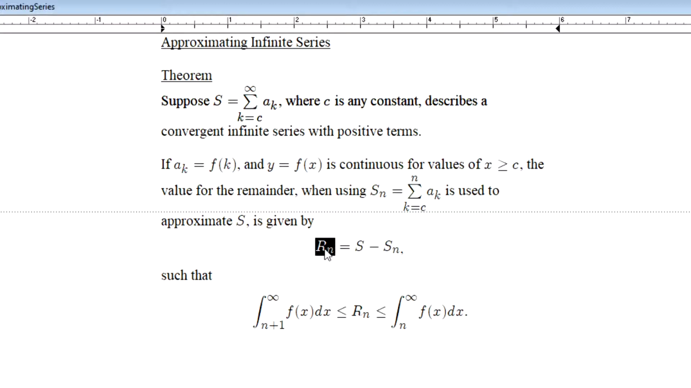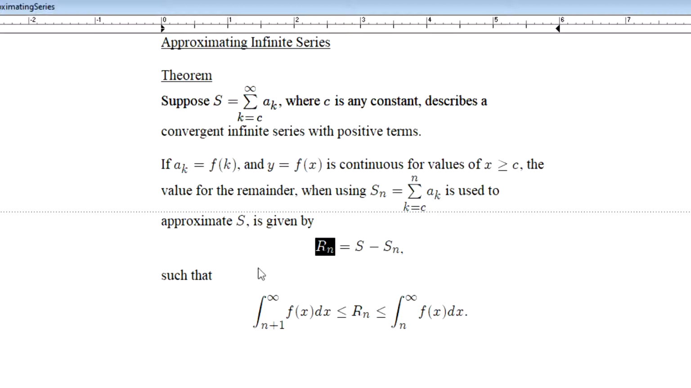When we think about the remainder's value, that remainder is, in a sense, the exact value of s minus the portion we have by adding up through the nth term. So the relationship of r sub n to s and s sub n is that it's really the difference between s and s sub n. We can go a little further with that statement: as I had said, we can use integration to approximate this value of r sub n.